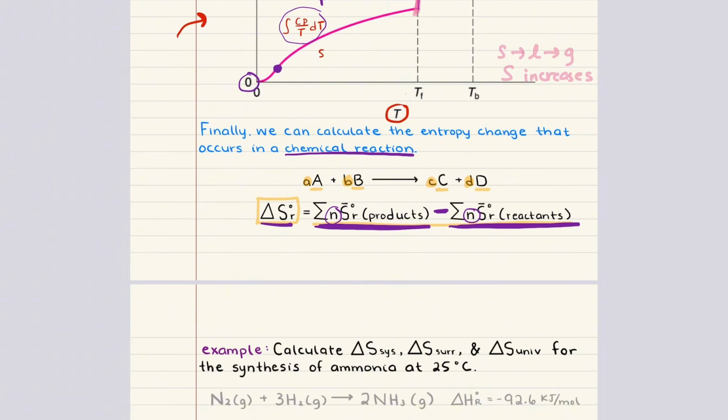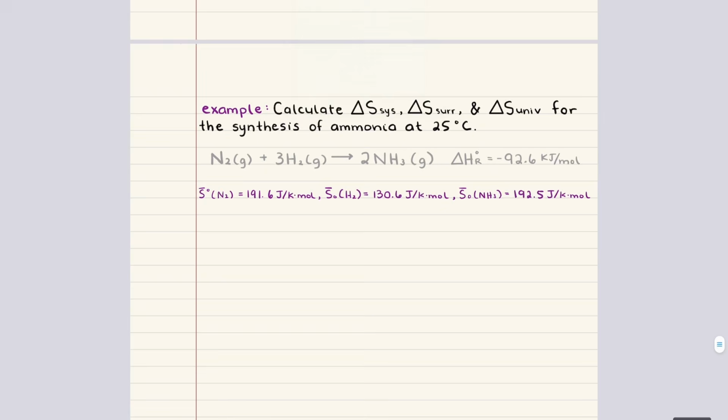So with that, let's try to apply this equation to a practice problem. This problem says, calculate the entropy change of the system, the entropy change of the surroundings, and the entropy change of the universe for the synthesis of ammonia at 25 degrees Celsius. The reaction is 1 mole of nitrogen gas reacts with 3 moles of hydrogen gas to produce 2 moles of ammonia gas. And the standard reaction enthalpy for this is negative 92.6 kilojoules per mole at 25 degrees Celsius.